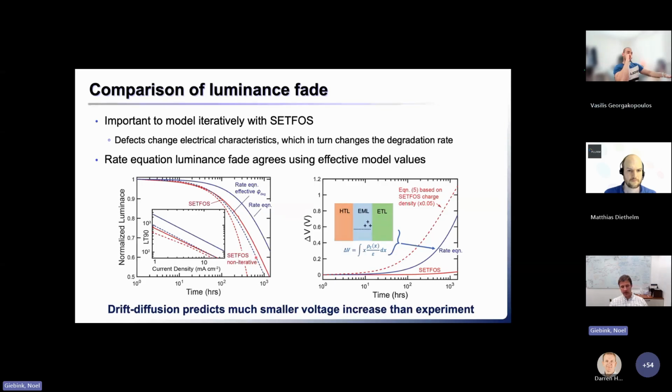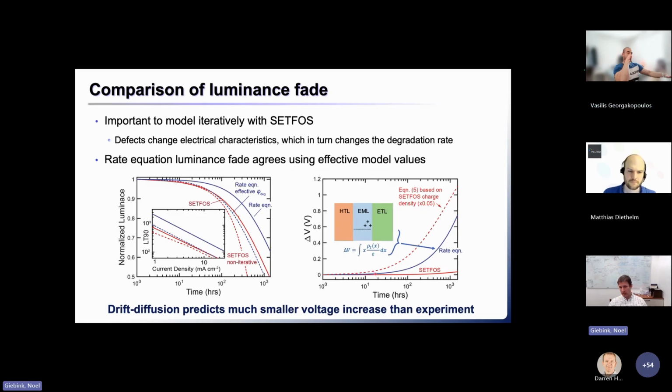So that kind of explains why rate equation models can model things reasonably well in terms of what you see in experiment. One of the surprises in this, though, was in the voltage rise that this predicted. So in this case, the rate equation model predicted a few tenths of a volt voltage rise, very similar to what you would see in experiment.